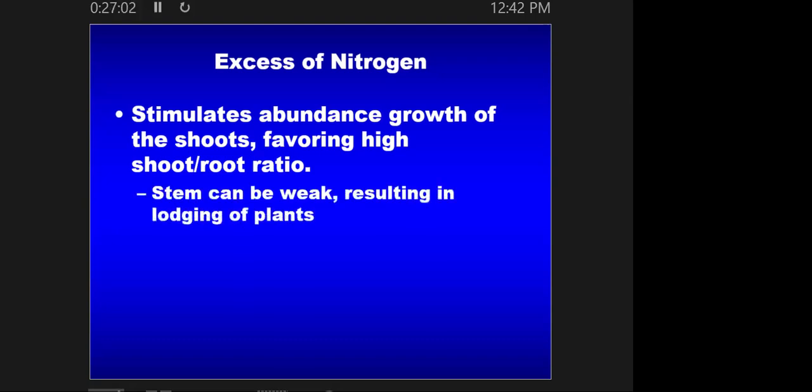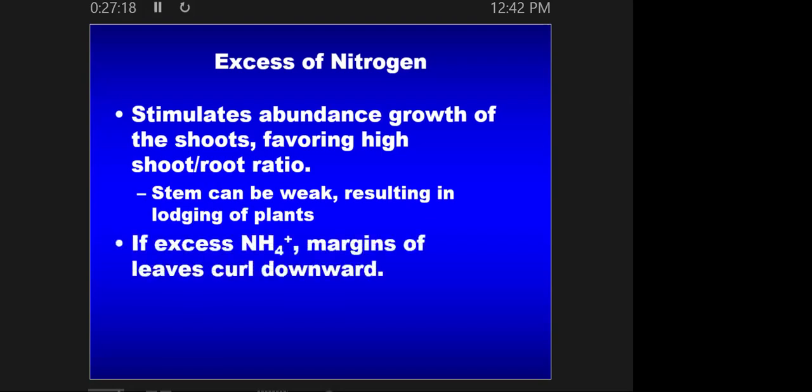What tends to happen is the leaves get really luxuriant, but the stems not so much. And because you have all that extra leaf biomass and the stem isn't quite as strong as it should be as normal, it tends to allow the plant to flop over or lodge.